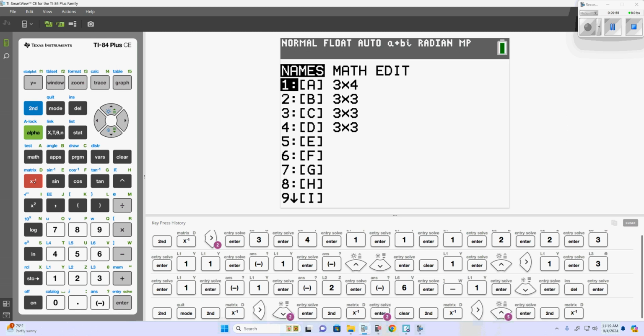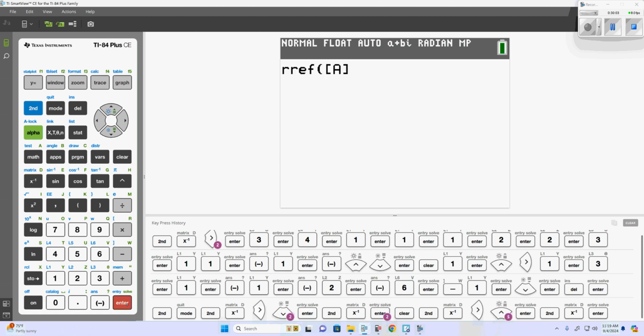Now, which one did we put it into? We put it into A, yes? So I need the little box next to A, which is where it starts. We can hit enter. So we should have RREF parentheses matrix A, yes? Hit enter again.